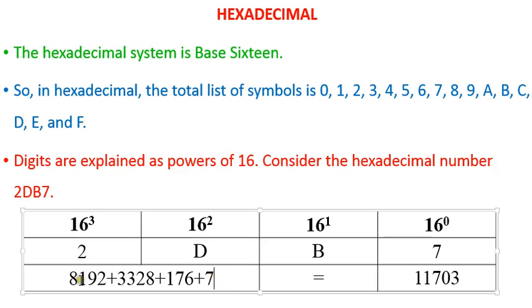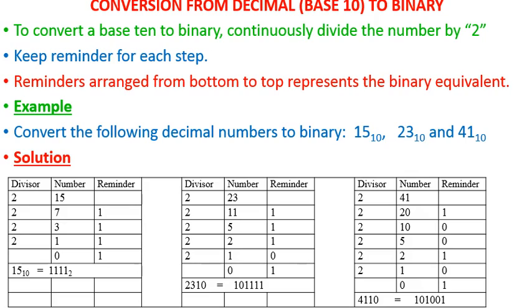Finally, we add 8192 plus 3328 plus 176 plus 7, which will eventually give us 11,703 in base 10. That is our normal system of counting numbers.